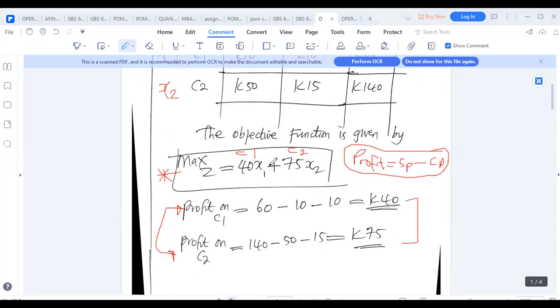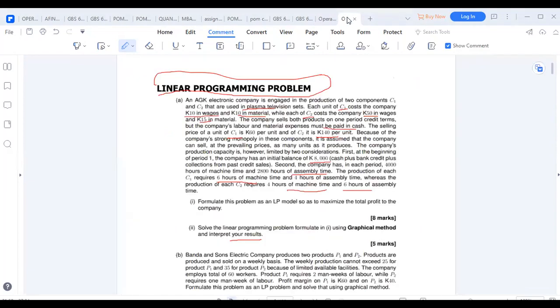The information from the question is simply telling us that for each unit of C1, the company spends 10 in wages and 10 in material. While for C2, the cost to the company is 50 kwacha in wages and 15 in material. And then the selling prices were 60 for C1 and 140 for C2.